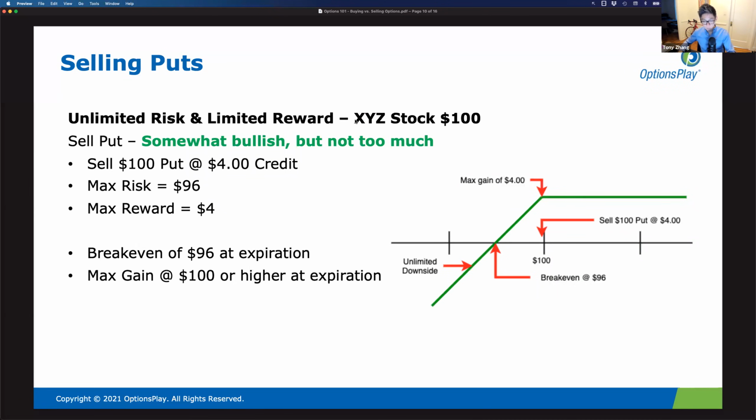You have stock XYZ trading at $100. Same example, you think the stock's going to go higher. So you look at selling a put option. So selling a put option is what I call somewhat bullish, but not too much. What do I mean by that? Let's say I'm bullish on stock XYZ.